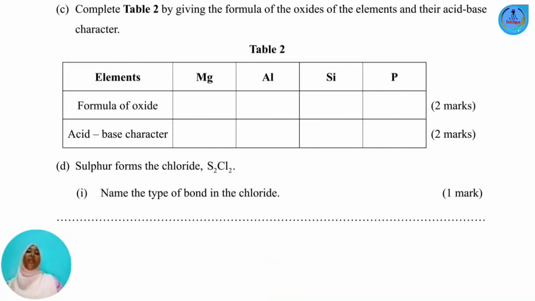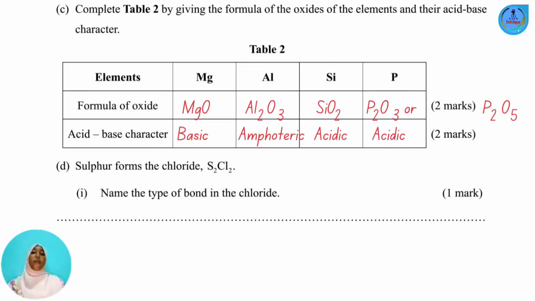Complete table 2 by giving the formula of the oxides of the elements and their acid-base character. Acid-base character simply means, are they acidic? Are they neutral? Are they basic? So let us just start. Magnesium forms magnesium oxide, it's basic.